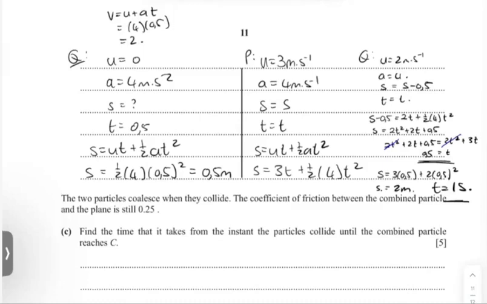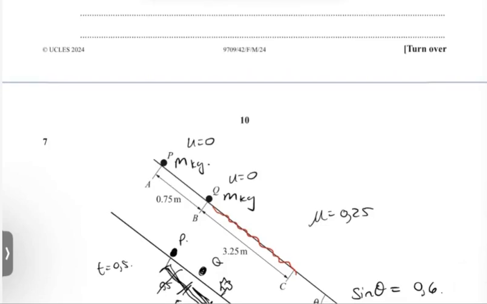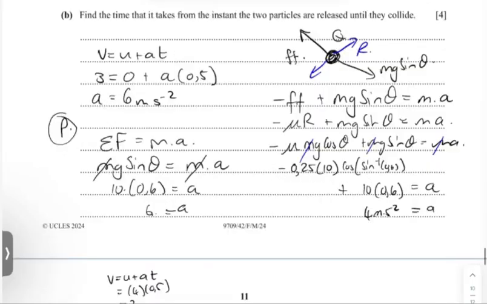Right. Let's go. The two particles coalesce when they collide. Okay, wonderful. The coefficient of friction between the combined particle is still that amount. Find the time it takes from the instant the particles collide until the combined particle reaches C. Okay, right, the instant. So now we notice that they collided 2 meters down. Okay, so it was not irrelevant that I calculated that.